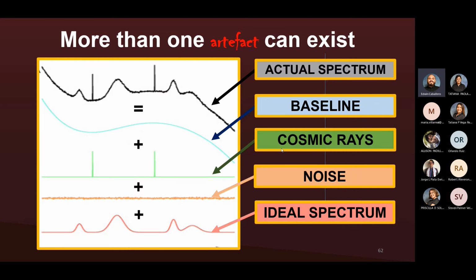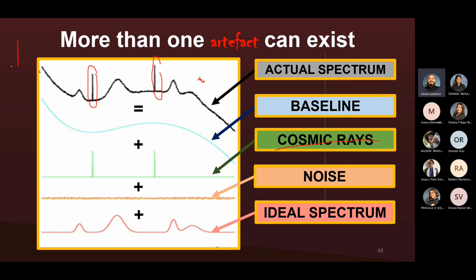Now, when it comes to real-life data, or more like experimental data, the actual spectrum, the one that we have here in black, will be a combination of different artifacts. In this case, this spectrum has a bit of a baseline to it. It has a bit of noise. You can see the fuzziness on the spectrum. And it also contains another type of artifact that I did not touch, which was cosmic rays. Cosmic rays are these peaks that are really, really thin.